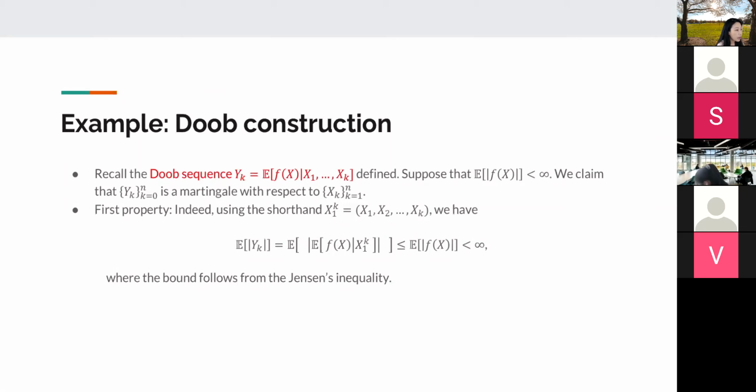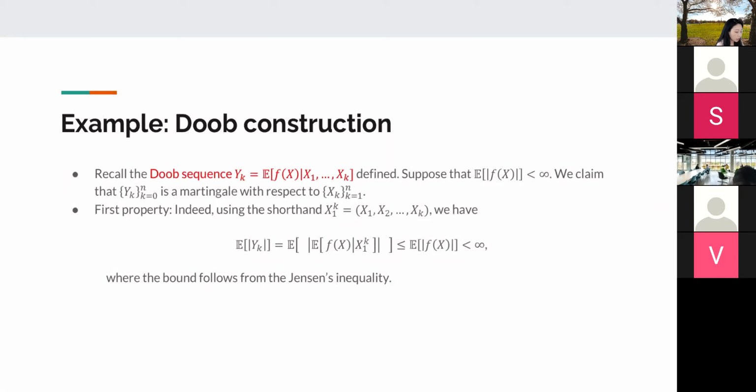Then we have the expectation of the absolute value of yk. This is just the tower property of the conditional expectation. It is the expectation of the absolute value of the conditional expectation, conditioned on x1k, the history until k. Once you see that, it's very clear that it's smaller than or equal to the expectation of the absolute value of f(x), and by definition that is bounded. This is easy to prove, basically using Jensen's inequality.